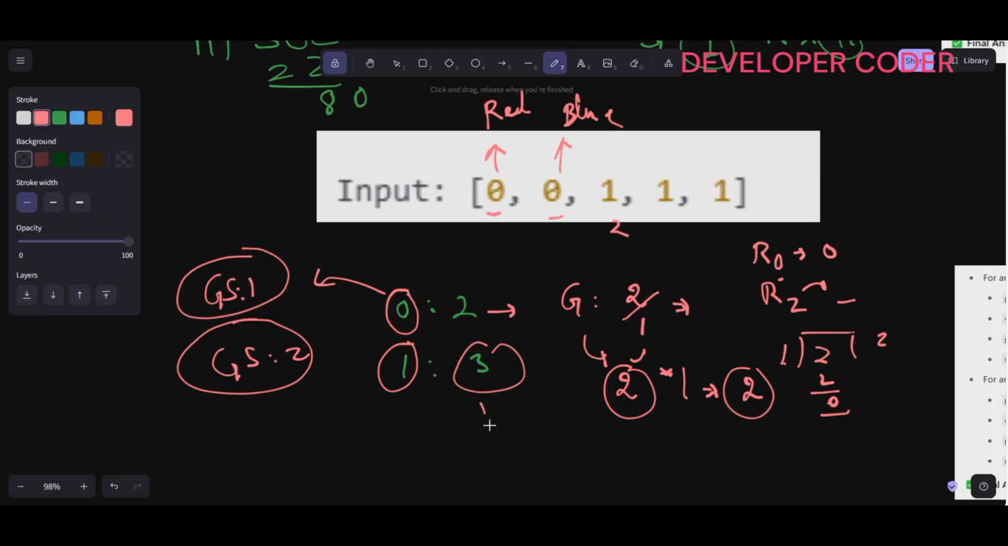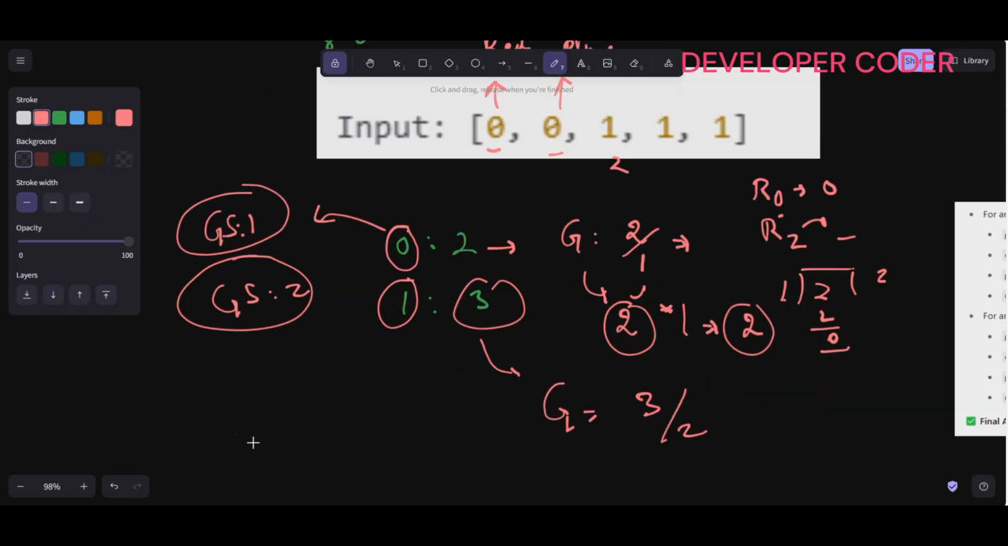Now here again, groups is equal to, count is 3, group size 2, so you are going to get 2, and here 3 divided by 2. What is the output you are going to get?